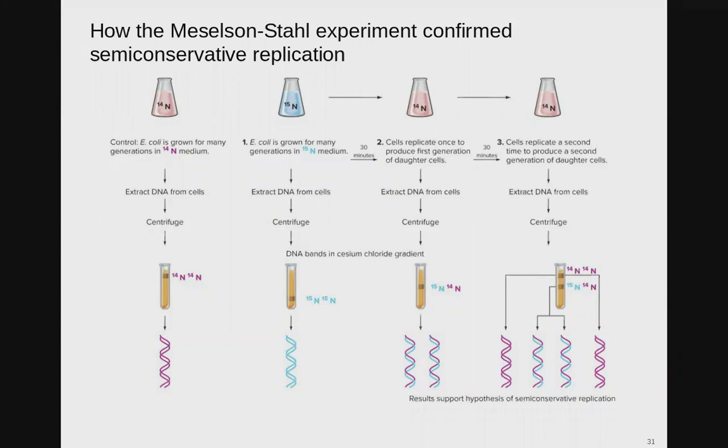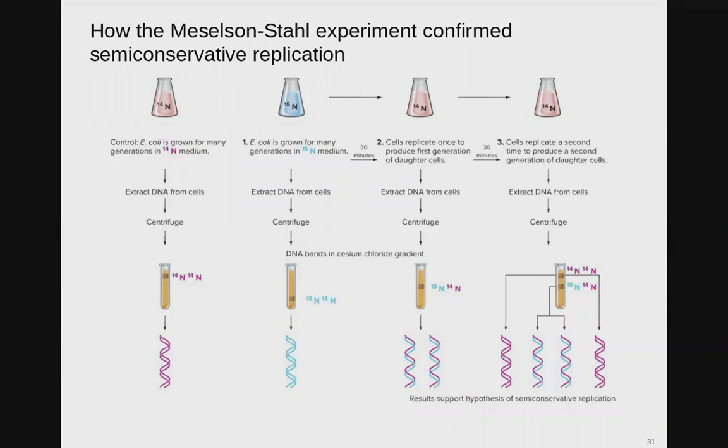Second experiment, they took cells that were allowed to replicate once to produce a generation of daughter cells. They extracted the DNA, and they centrifuged it, and they were growing them in both 15N for a little bit, and then they switched to completely growing in 14N. So the DNA, in theory, should be 50-50. So they extract the DNA, they centrifuge it, and they find a band of 15N and 14N smack dab in the middle here. And then the final part.